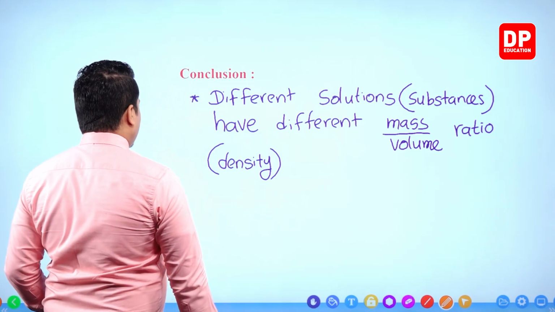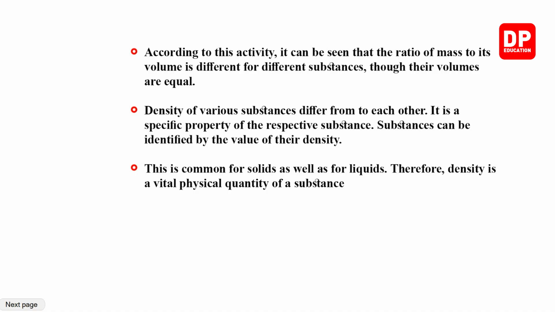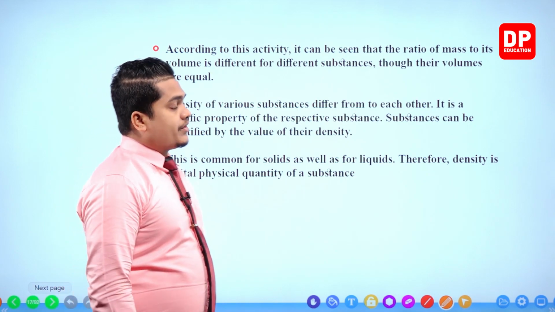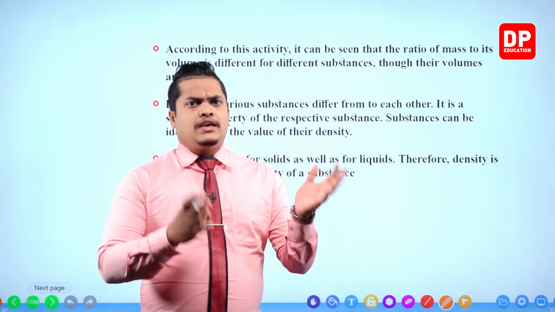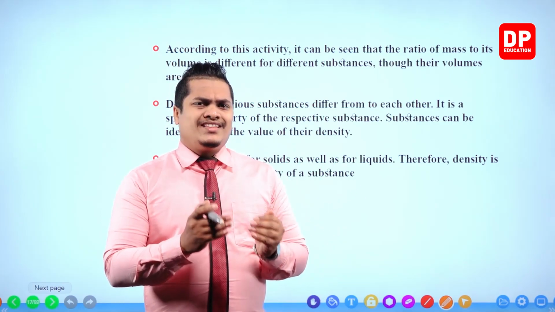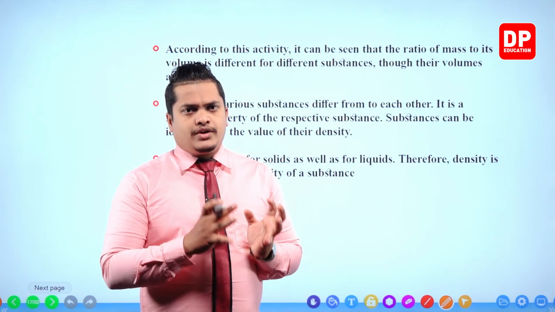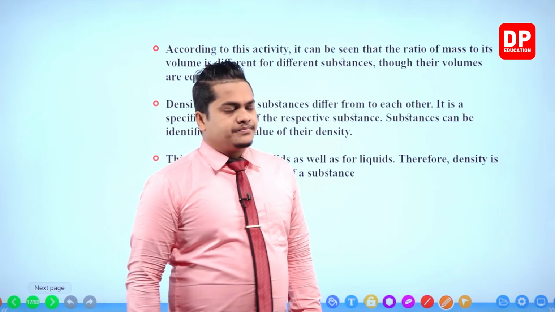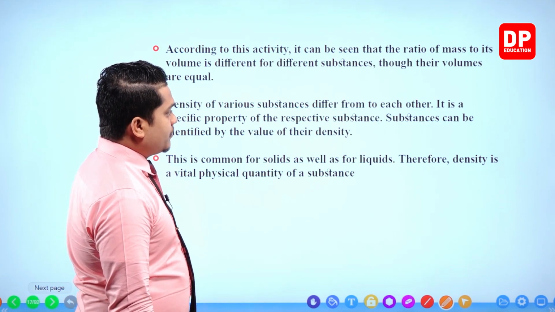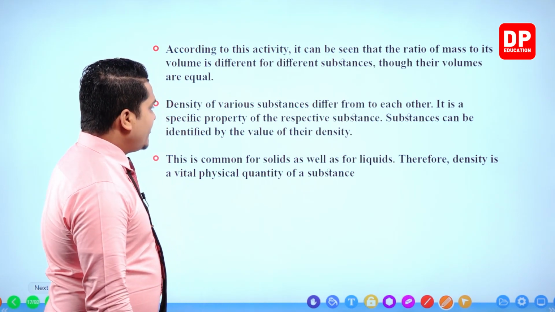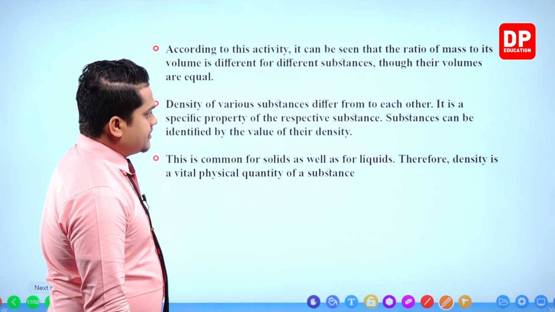So let's head on to observe the other contents. Here it is given once again: according to this activity, it can be seen that the ratio of mass to its volume is different for different substances, though their volumes are equal. Even though their volumes are equal, my dear children, here we took the same volume, 250 milliliters, their mass over volume ratios differ from one to another. Density of various substances differ from each other. It is a specific property of the respective substance.